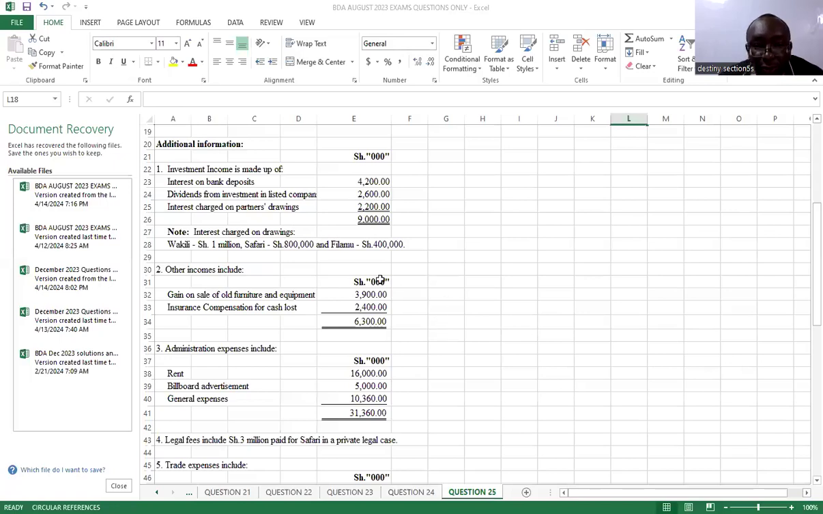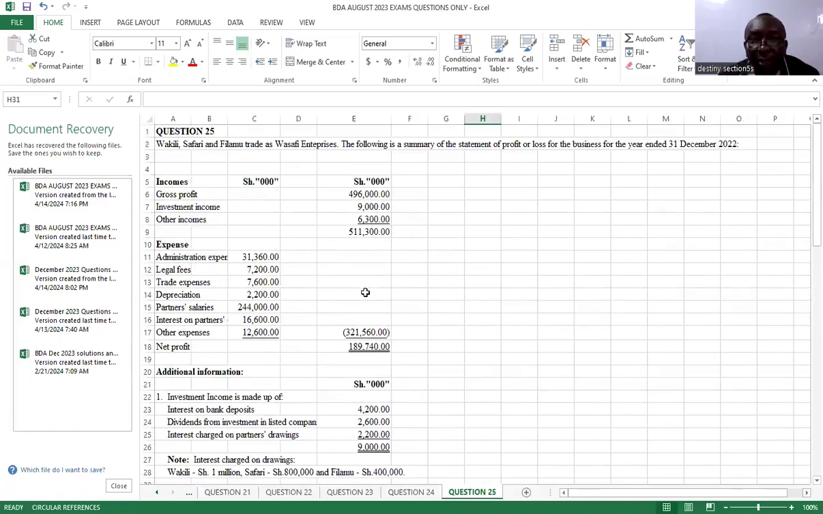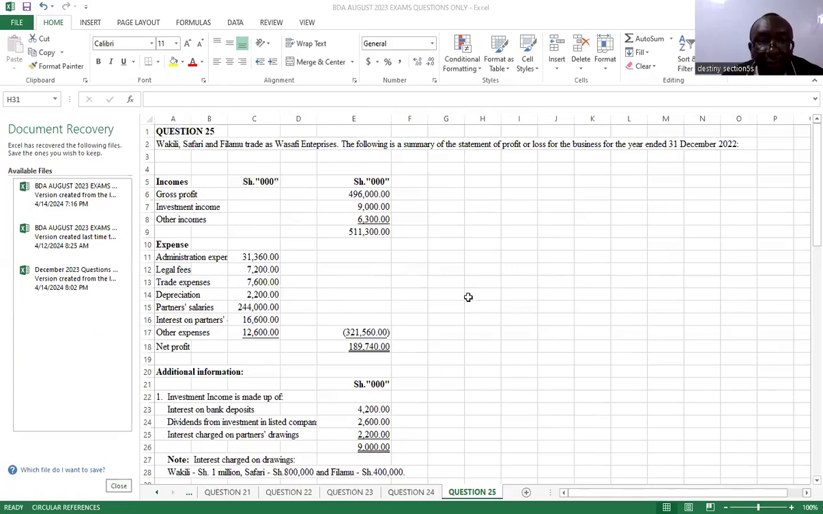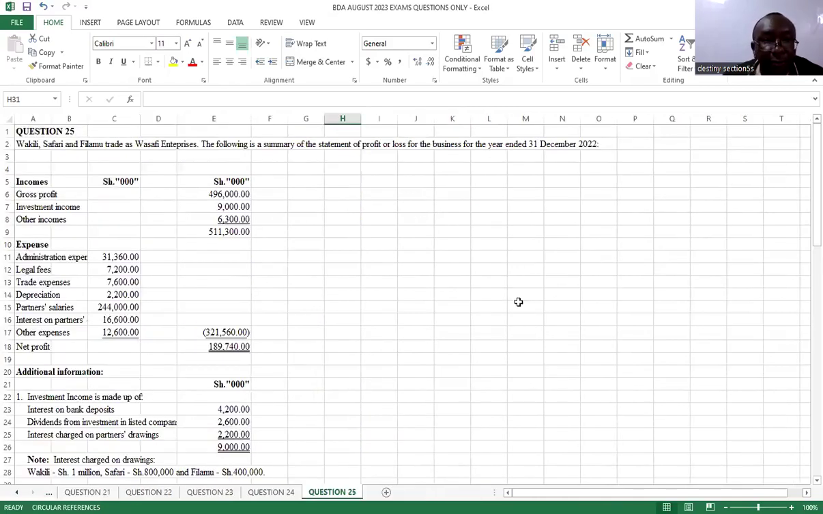This one of August. You can see my screen, eh? If you can see it, read for us that question, but don't read the figures. Okay, question 25. Wakili, Safari, and Filamu trade as Wasafi Enterprise.